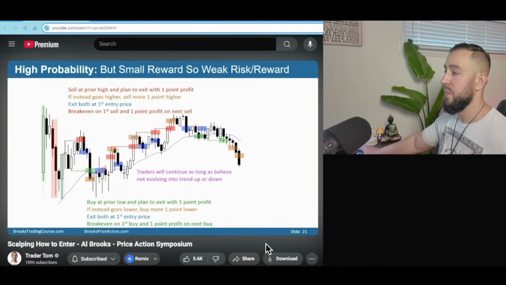And he can keep doing it all day long. As long as he thinks the market's in a trading range market, he can sell at a prior high, sell there, sell more higher, sell here, sell more higher, get out break even on the first sell, and with a profit on the second sell, and just keep doing it all day long. Buy at a prior low, buy more lower still.